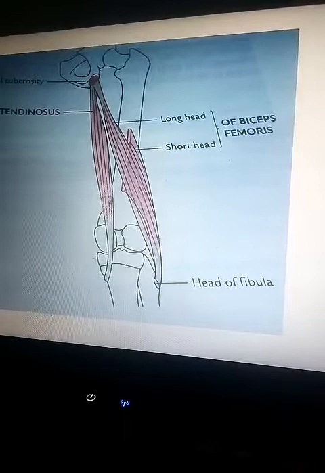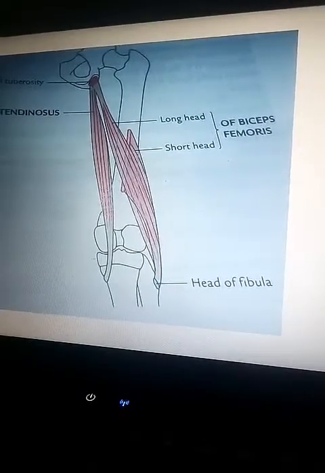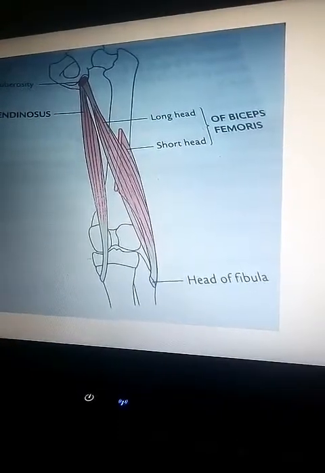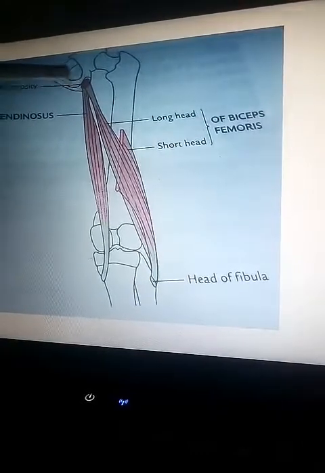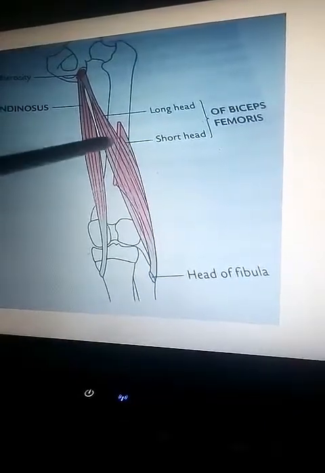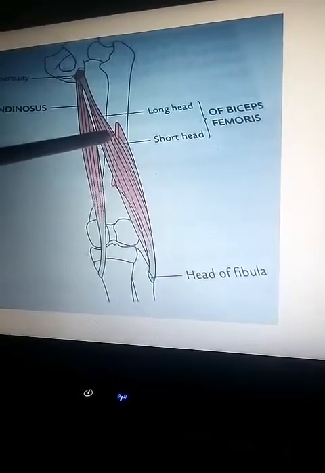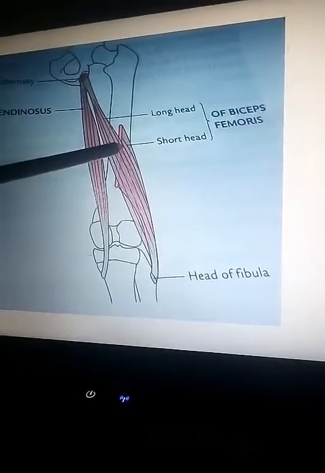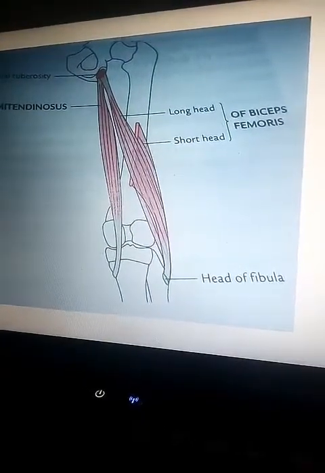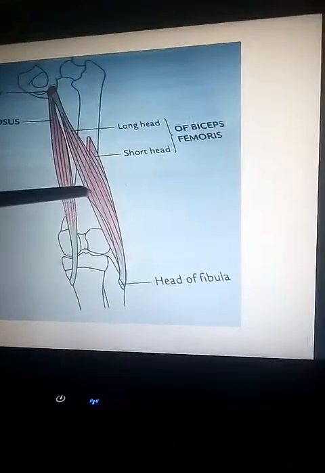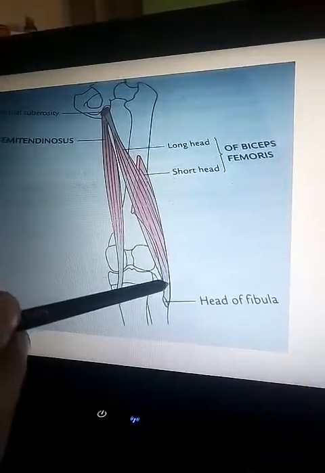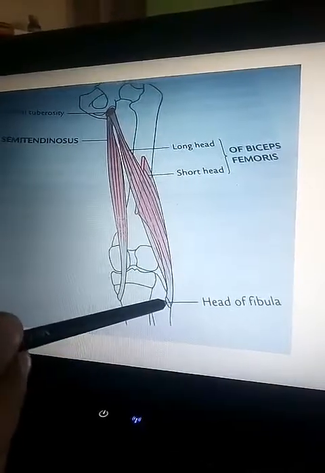Now biceps femoris consists of two heads, long head and short head. The long head arises from the lower medial part of the upper quadrilateral area of the ischial tuberosity. The short head arises from the lower part of the lateral lip of the linea aspera and upper two-thirds of the lateral supracondylar line. The two heads unite in the lower third of the thigh to form a conjoint tendon, which slopes downwards and laterally to be inserted onto the head of the fibula.